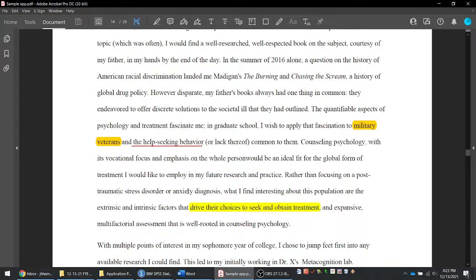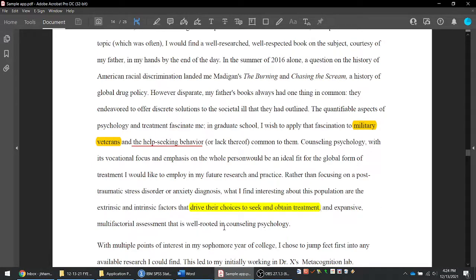Rather than focusing on post-traumatic stress, what I find interesting about this population are the intrinsic factors that drive their choices to seek and obtain treatment. Now, she's using some of the same language that I do on my website and in the papers that I write. So I see that she's speaking some of the language that help-seeking researchers talk about, which suggests she's read a little bit about help-seeking studies, maybe some of my help-seeking work. And so this is giving credibility to the idea that she does have a genuine interest in this area. She's using some of the same terms and framing.